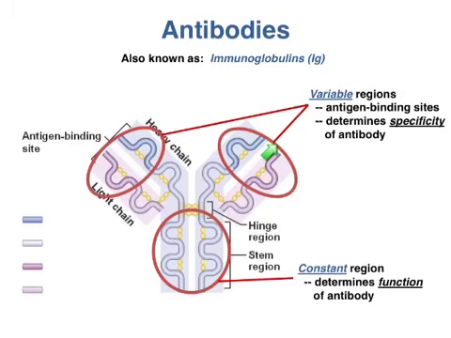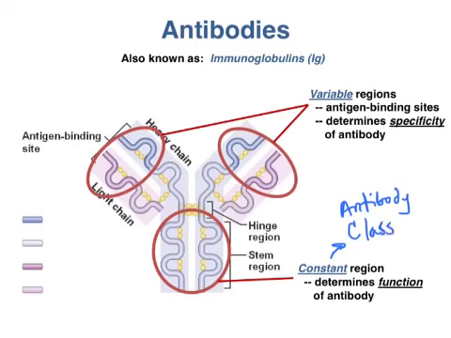And these are referred to as the variable regions because they are basically different for every single antibody, or for every single B cell. Every single B cell produces antibodies with a different variable region, at least before you have clonal selection. At the base of the Y, you have the constant region. This constant region is what determines the function of the antibody. Different classes have different constant regions.